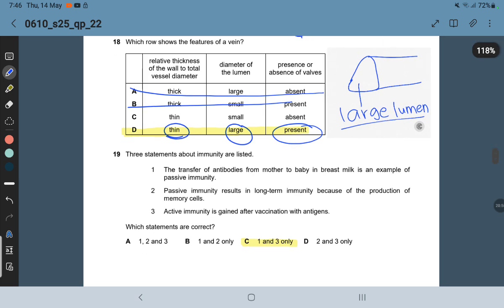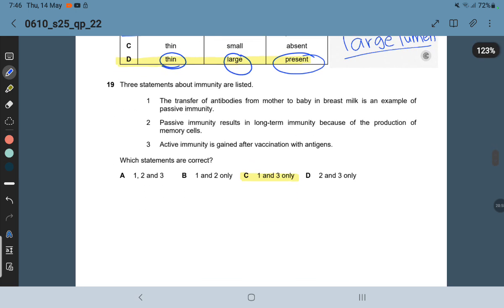Okay, moving on to the next question. 19 is telling you here three statements about immunity are listed. A: transfer of antibodies from mother to baby in breast milk is an example of passive immunity. Of course that is true, because the baby is going to receive these antibodies from his mother's breast milk. So basically yes, that's true.